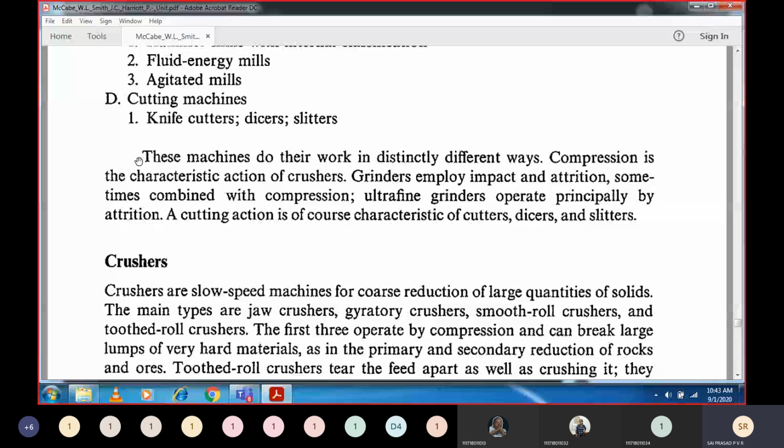Then ultrafine grinders operate principally by attrition. In the ultrafine range, as I said, as the size of the particle is decreasing, it is very difficult for us to catch the particle. So now we have to still reduce it. How to reduce it? Generally in the fluidized energy mill or the agitated mill, we add all these small particles, and then we add pebbles or stones, and then we vibrate it at high frequencies for some amount of time. So in between, the particles break into pieces.